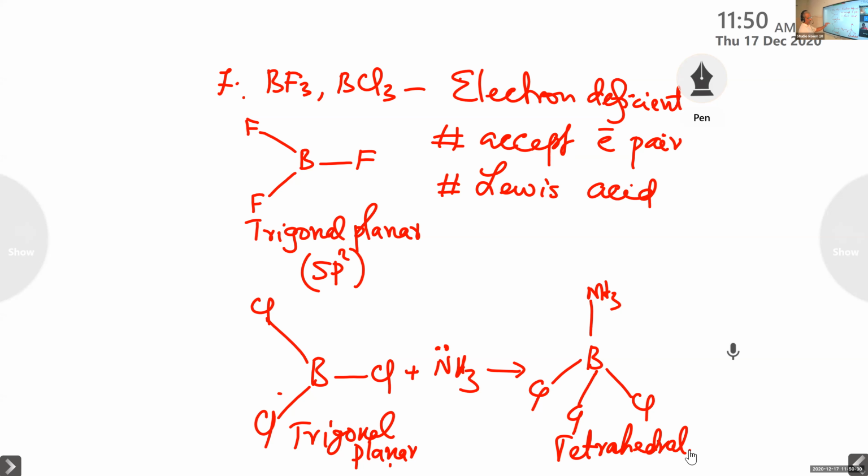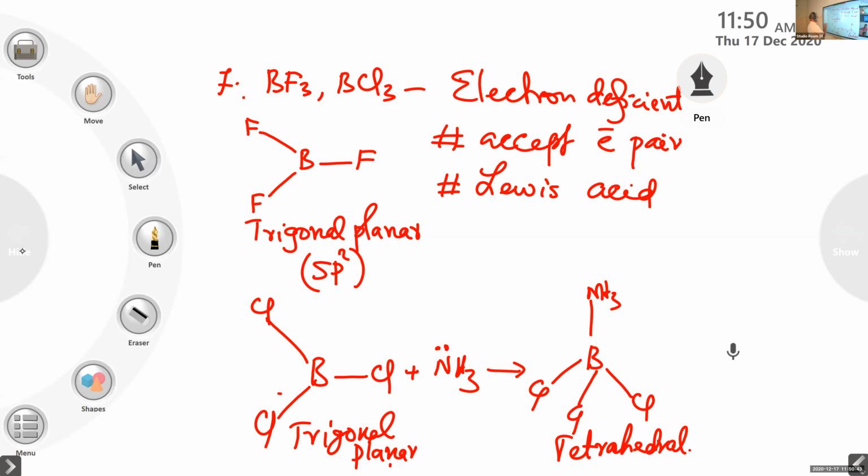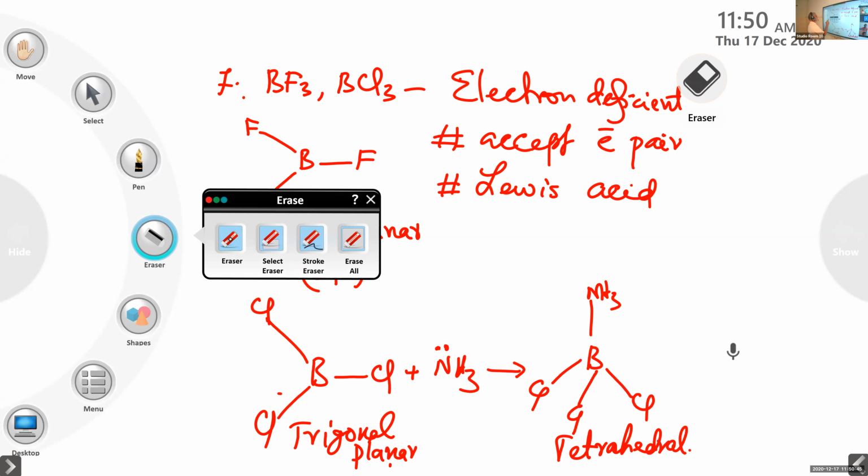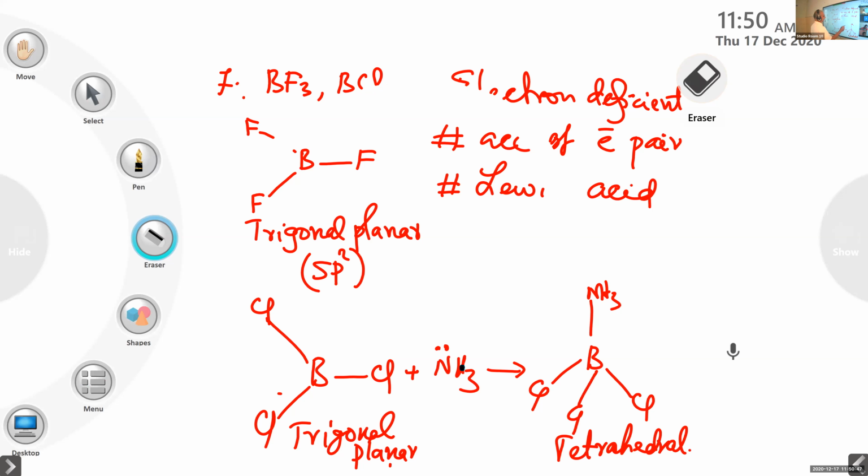So aluminum, that is below boron. Boron, aluminum, gallium, indium, thallium. That is the group. Now you take aluminum compounds, for example, aluminum salt, aluminum chloride. You take aluminum chloride.